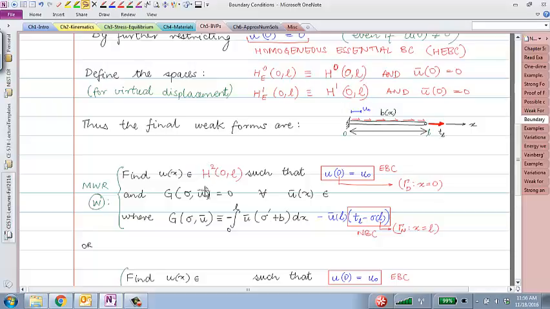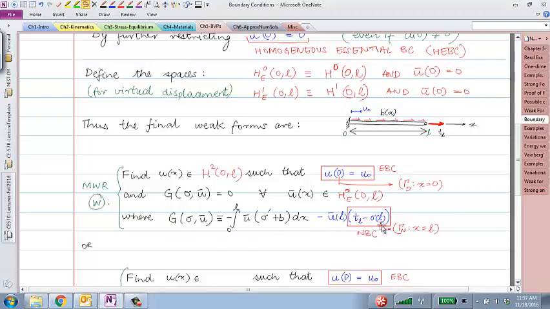So if real displacement is H2, because of that, the virtual displacement has to be in, there's no derivatives here, so H0. But in addition to that, we are also saying that u bar of 0 has to be 0. So it has to be in this space H0E, for homogeneous essential boundary condition in 0 to L, such that this entire functional goes to 0 for all possible u bar in this space.